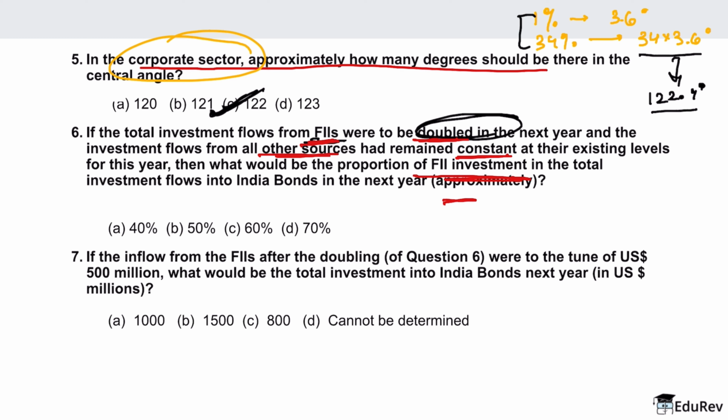Okay. So now, if the total investment flow from FII is not, it's FII. I am so sorry. I don't know why I'm saying that. Okay. Let's pretend it didn't happen.